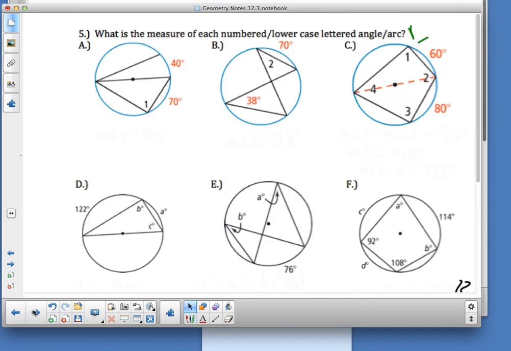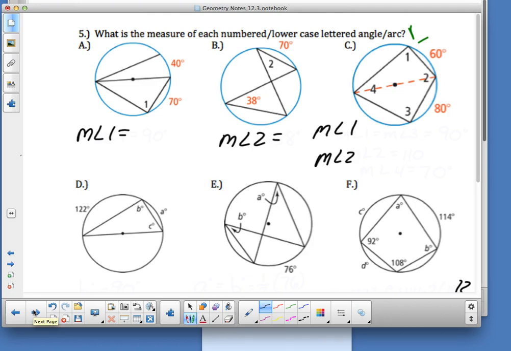Okay, as we go through. Now, 5, A, B, and C. You should be able to do them quickly. Now, this is about your debrief of what we just did, because these are directly related to the three properties at the top of the page and the four problems we just did to set up those three properties.